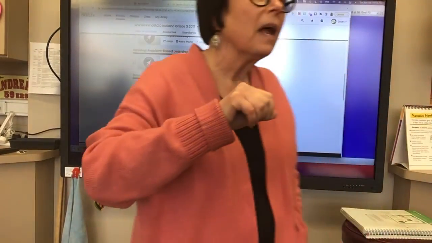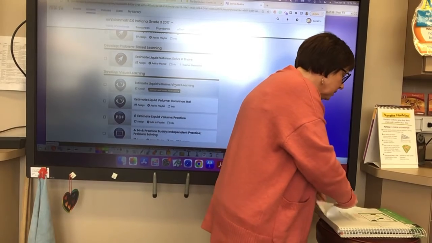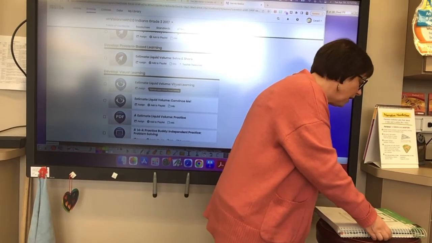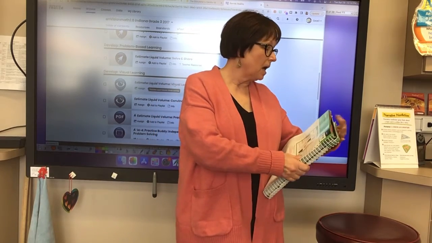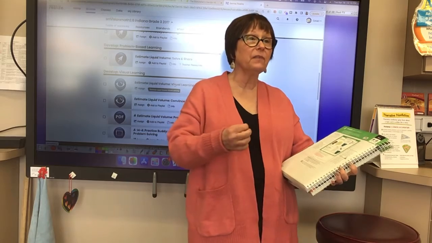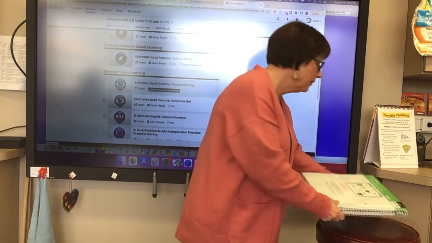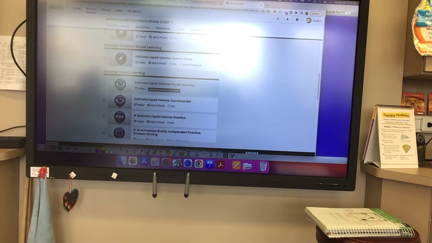Okay, boys and girls, today we are going to be learning about what metric units are used to estimate and measure liquid volume. Volume is the liquids that can fit in a container. And so I have got some examples of that for you, and they are over here.